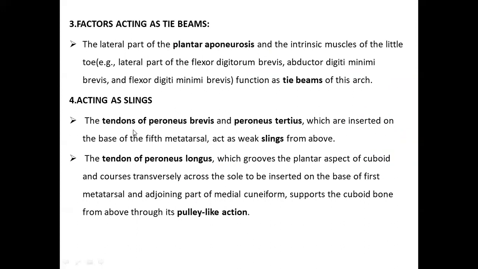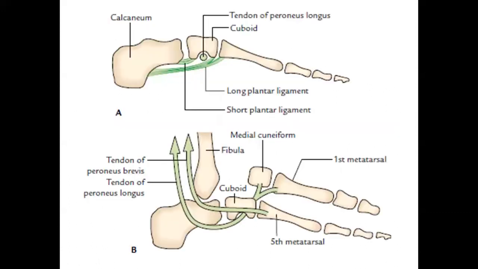When we talk about the muscles that act as slings, which is important. So what are the muscles that act as slings here? The tendons of peroneus longus, peroneus brevis and peroneus tertius muscle. Peroneus brevis and peroneus tertius are inserted into the base of the fifth metatarsal. So ये weak sling की तरह act करेगा क्योंकि इसकी distance भी कम है.